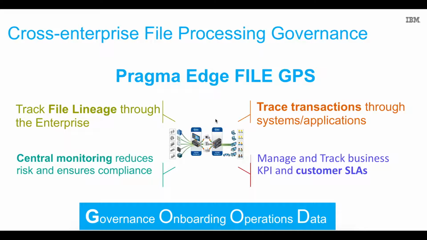Pragma Edge File GPS, the name says it all, tracking a file end-to-end. Through File GPS, you will be able to track the file lineage throughout the enterprise from the time it's been sent till the time the file got processed and sent back. You will also be able to trace the transactions through all the systems and applications in your enterprise.